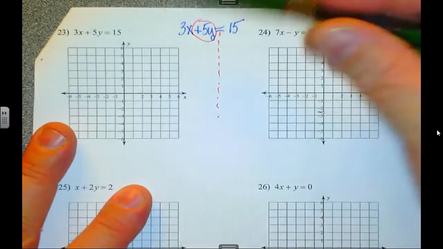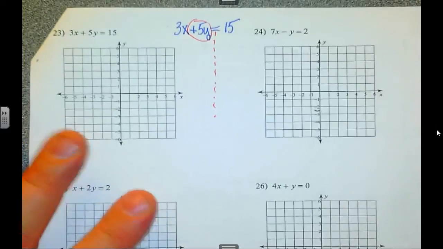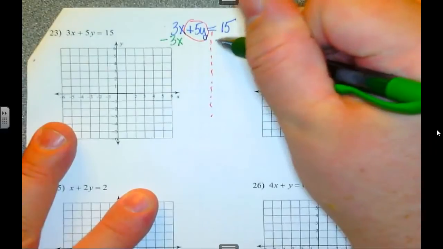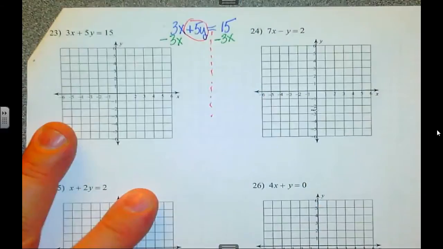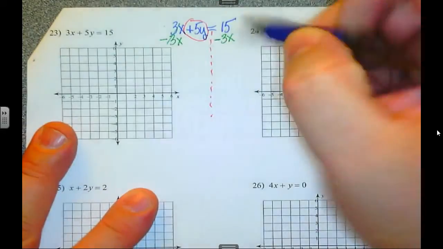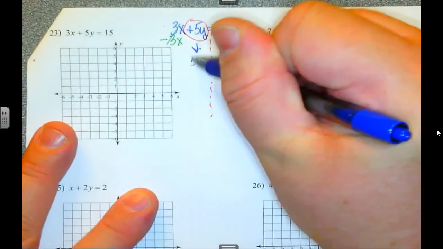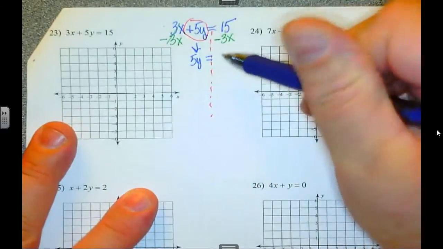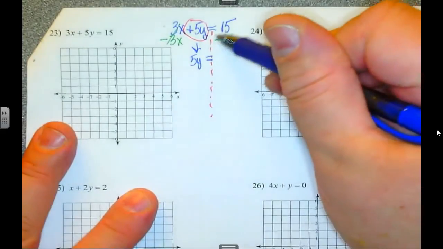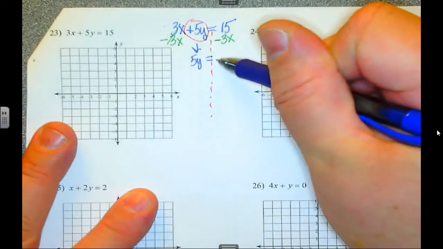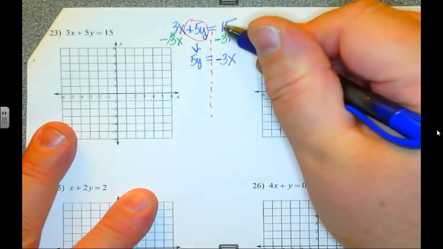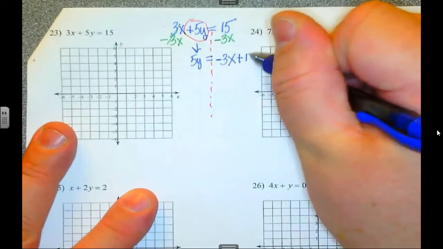So I have a positive 3x. So how do I undo a plus 3x? Subtract 3x from each side. Good. These add up to 0. Yep, I'm going to bring down that 5y. Yeah, I want it in the y equals mx plus b form. So I'm going to put my x term first. -3x. This is a plus 15, positive 15.